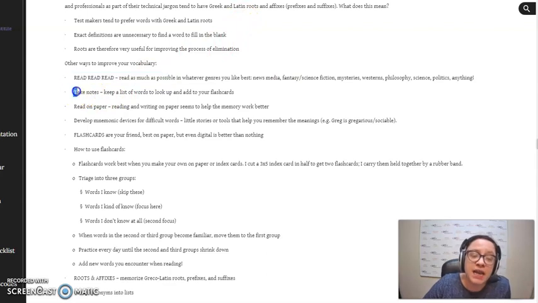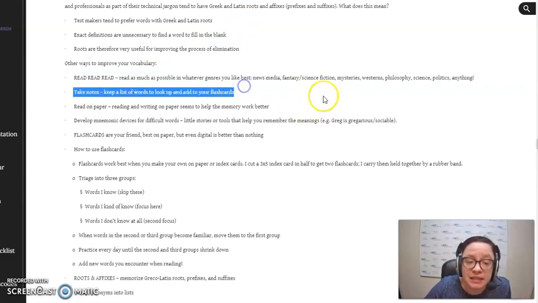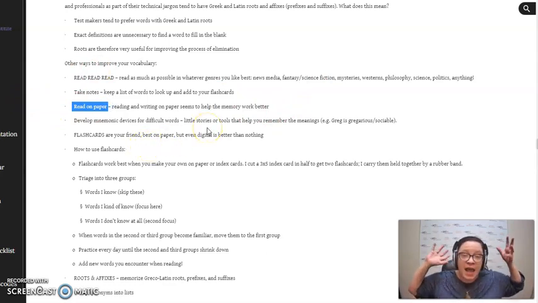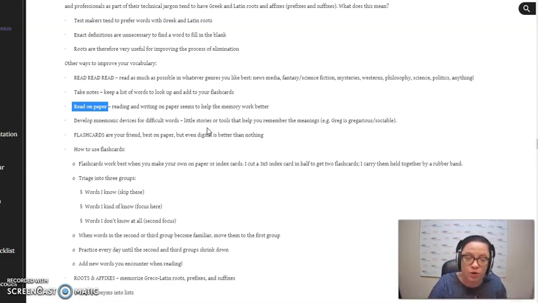Also tell them to take notes. They should keep a list of words to look up and add to their stack of flashcards for their vocabulary. Tell them to actually read on paper, if at all possible, because it affects the brain and seems to help the memory work better if you encounter it not just on a digital screen, but also in a physical book.